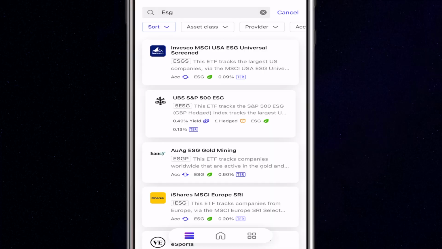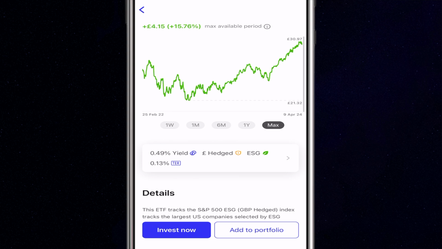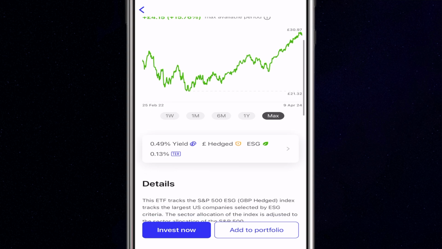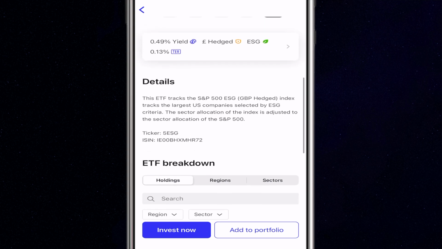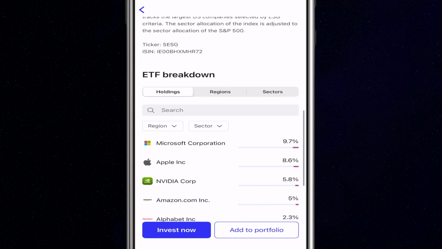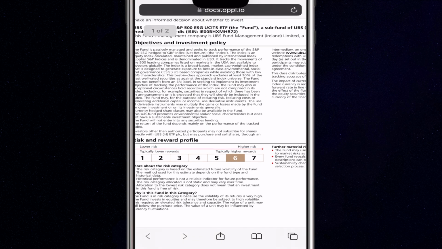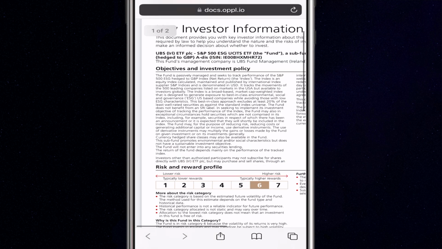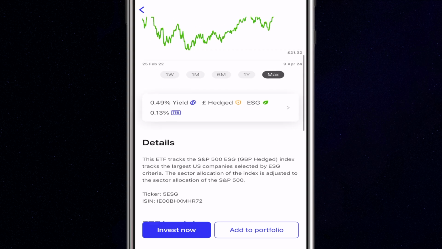So let's go back to the app again and I'll show you on my screen. If you want to invest, let's say we want to invest in this one here. You can go on here and you can see that the yield is typically 0.49%. It's ESG, it's hedged, and it's got a 0.13% expense. So essentially, it's costing you 0.13% per annum to hold that. The great thing is we can see your holdings again. You can look on key investor information. So similar to what we saw with Trading 212. You can read into what the fund's doing, how much it costs, its risk profile, etc.